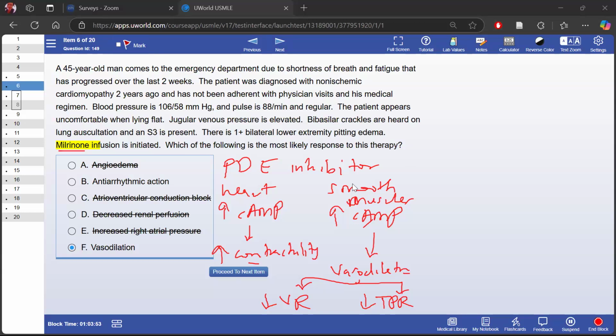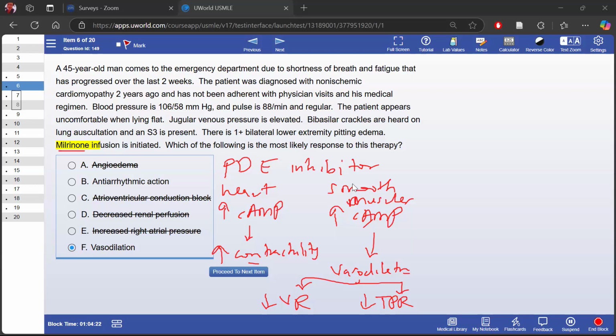All right. Okay, so the question is, what is the most likely response to this therapy? So the examiner is asking you, what effect will this therapy have on this patient? What therapy is the examiner talking about? Milrinone is the therapy. If I know what milrinone does, I can just go straight and work it out, right? So milrinone blocks phosphodiesterase enzyme, an enzyme that breaks down cyclic AMP.